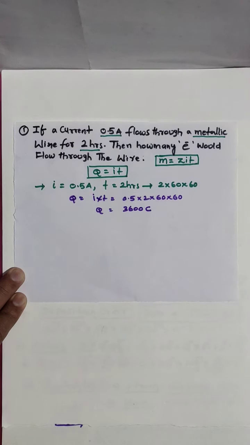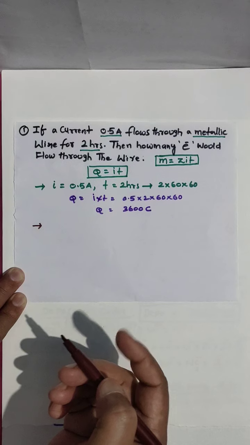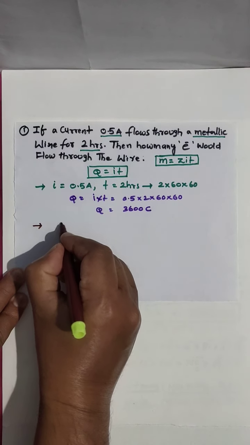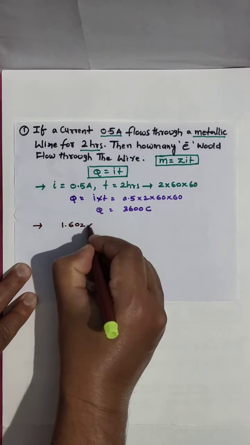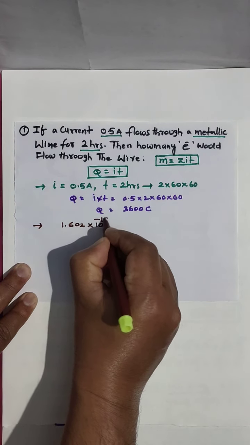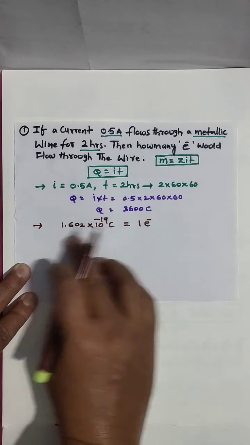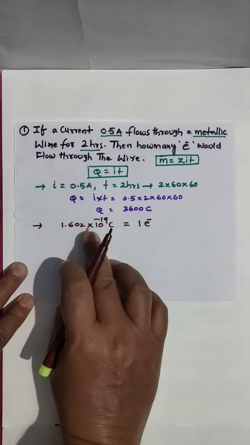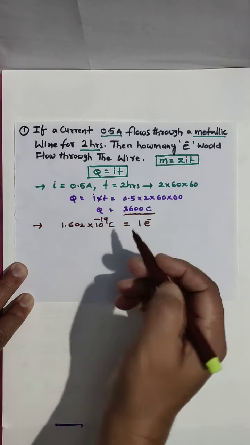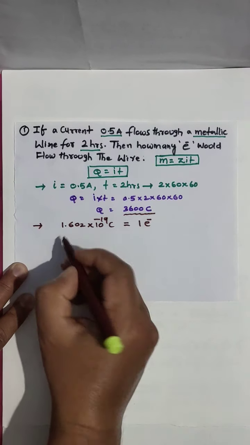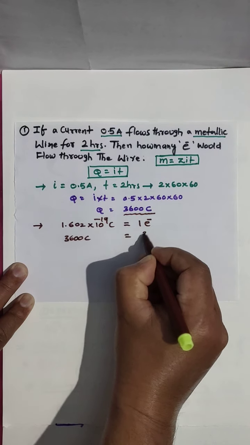But they are not asking charge. How many electrons? You learned that 1 electron charge is 1.602 into 10 to the power of minus 19 coulombs, you know. Means this is the electron charge. This much coulombs. But how many coulombs do we have here in this wire? 3600. So 3600 coulombs equal to how many electrons?